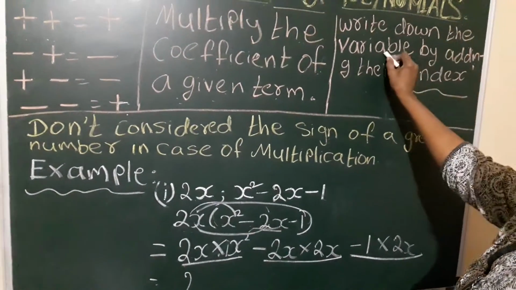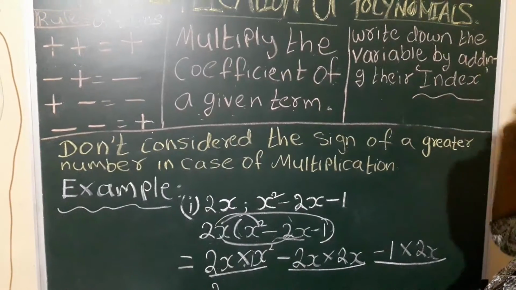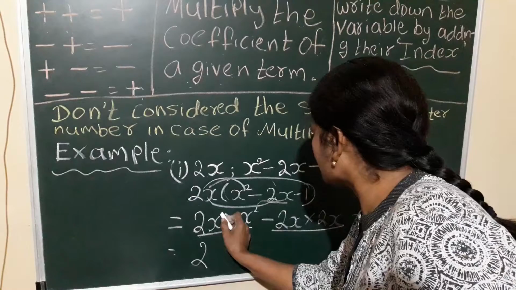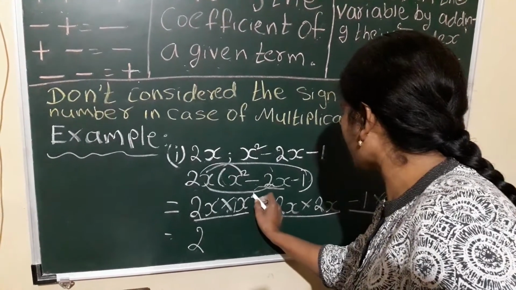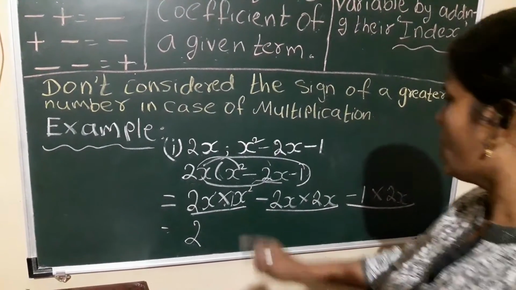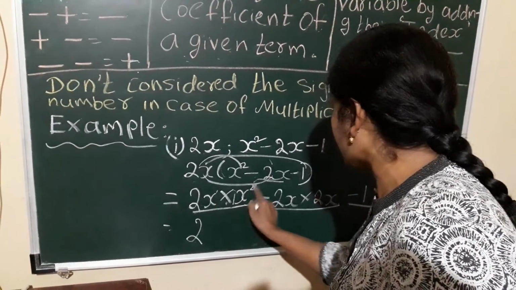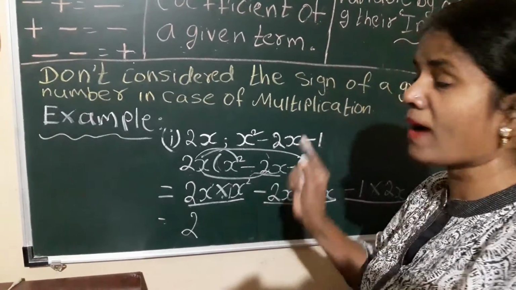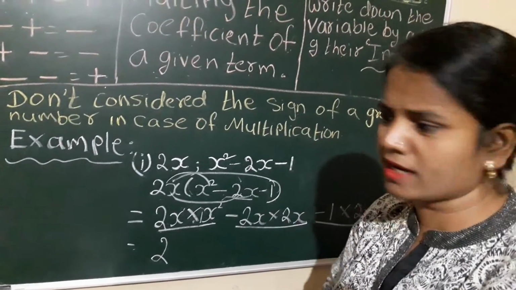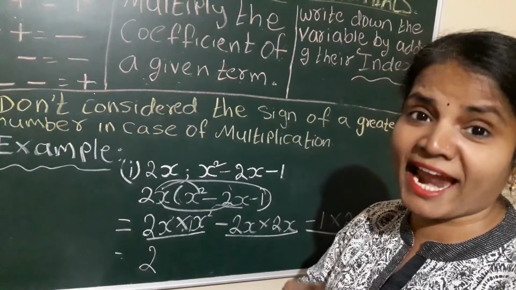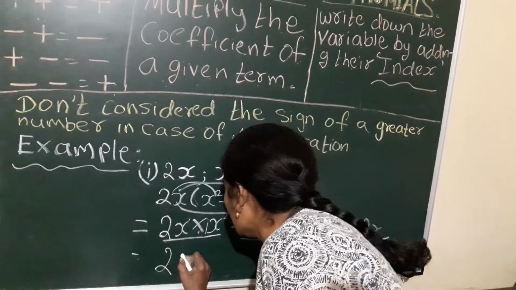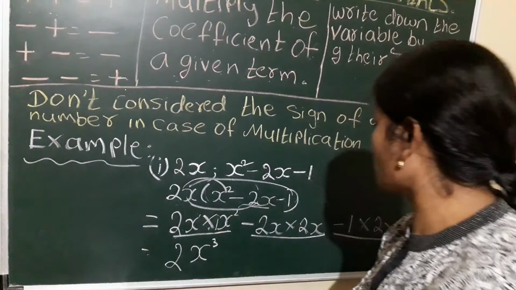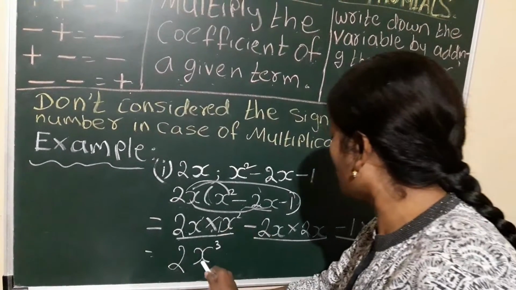Third step is what? Write down the variable by adding their index. Here the index of x is 1, and here the index of x is 2. So in case of multiplication, you have to add the index of a variable, then write down the variable. Now we're going to write x raised to 3, because x raised to 1 and x square will give you x raised to 3.